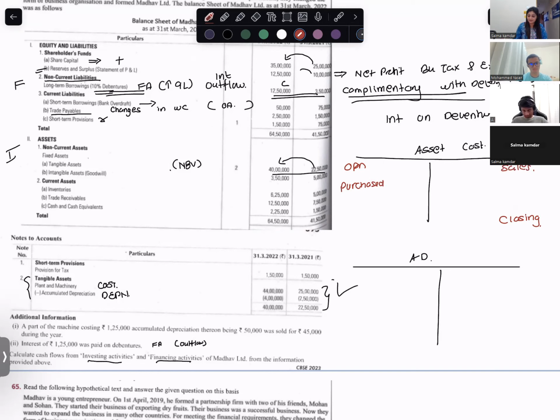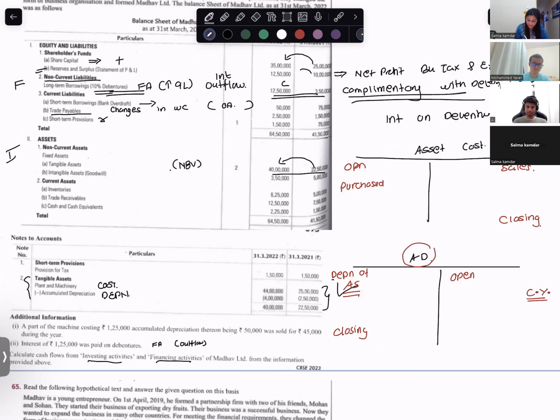How about accumulated depreciation? Opening balance? Credit. Closing? Debit. Current year depreciation? Credit side. Depreciation of assets sold? On the debit side. I hope you know this. Yes, ma'am.